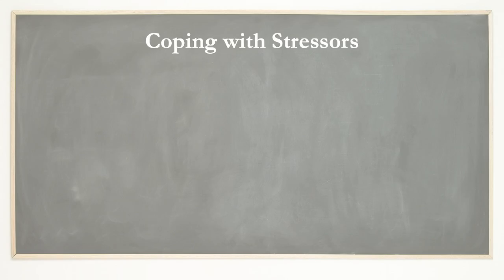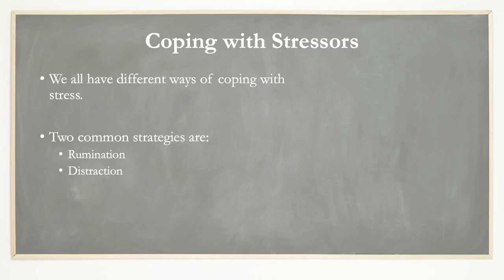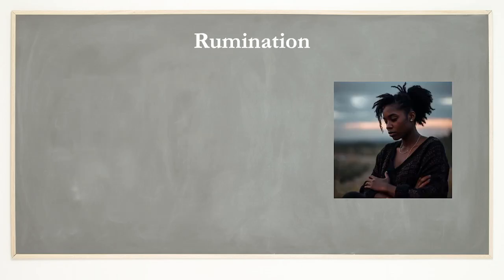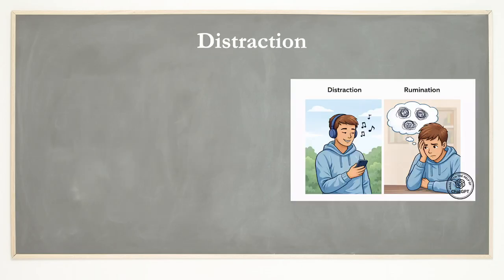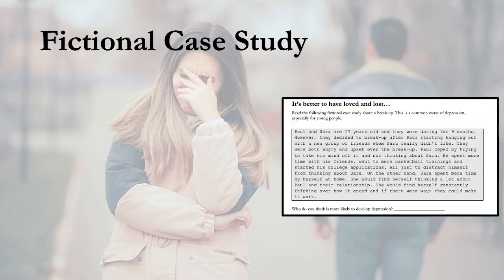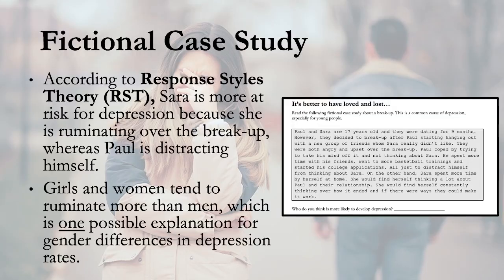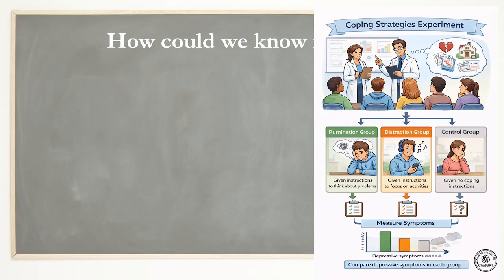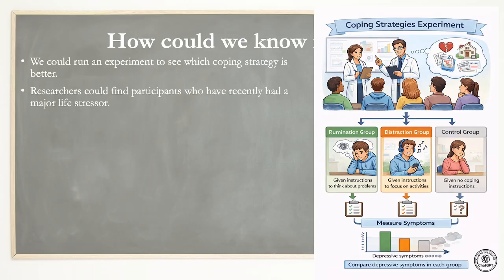And today we're going to look at one possible reason. And so a bit of chalk talk, getting to coping and what rumination is, as opposed to distraction. And then we come back to our case study and look, Paul was distracting himself, Sarah was ruminating, and girls tend to ruminate more, which could be a possible difference in the explanations for depression. Okay, now we get into the how do we know?